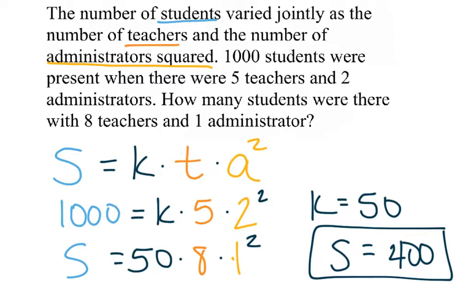So you can see how I did this. I got K equals 50. I plugged it back in, and then I tried to figure out how many students there were when there were 8 teachers and 1 administrator. So I got 400 students.